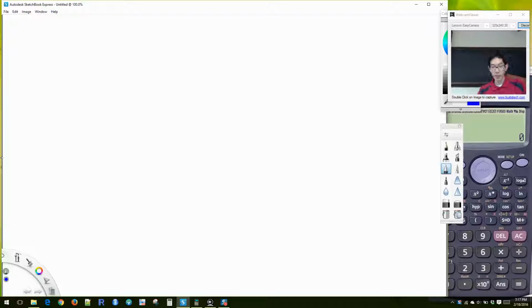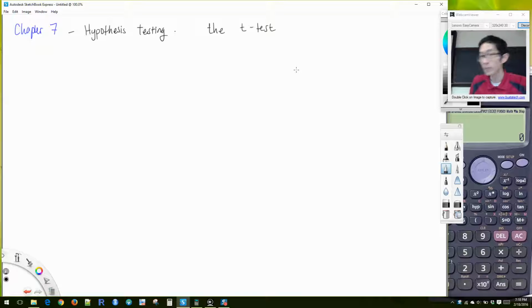Today we are continuing on in Chapter 7. Prior to the midterm, and I don't know if you guys remember any of this stuff, we talked about hypothesis testing, just kind of the introduction to hypothesis testing. And so Chapter 7 is all about hypothesis testing. And specifically, what we are doing is we will look at the t-test.